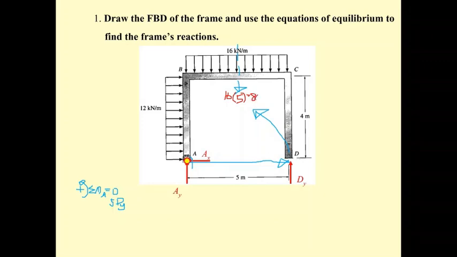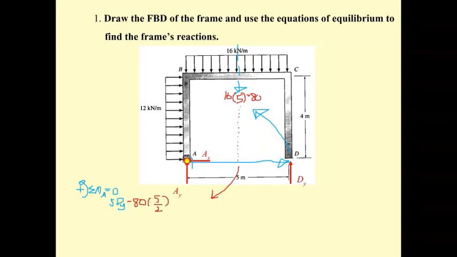80 kilonewton. And this 80 kilonewton will have its line of action along here, which is half of the 5, at 2.5. Then it's going to produce the moment in this direction. So we have minus 80 times 5 divided by 2.